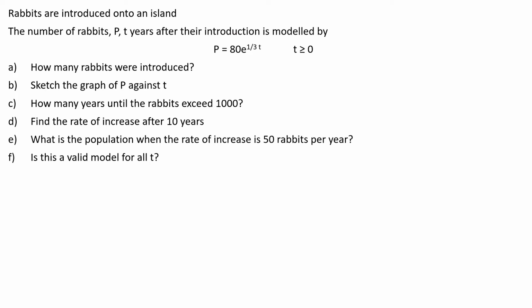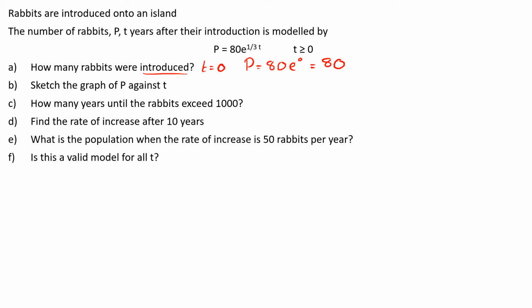First off, how many rabbits were introduced? If we ever talk about an initial amount, that's talking about when t equals 0. So all we have to do is substitute that into the equation. So we'll get p equals 80 e to the 0. e to the 0 is 1, so p is equal to 80. In general, whatever this number is in front of the exponential function, that's your initial amount. Well worth remembering that.